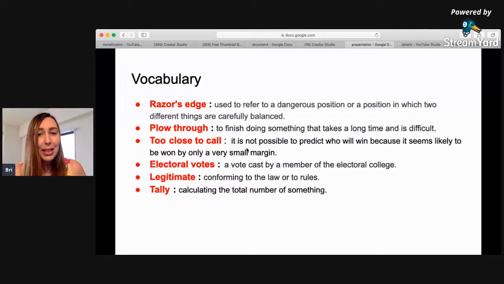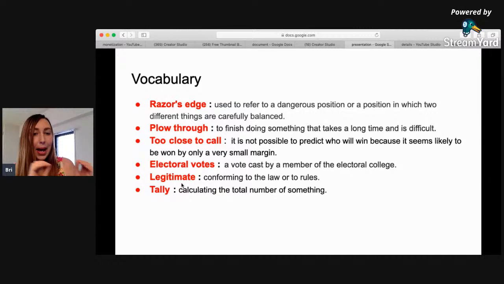Too close to call means it is not possible to predict who will win because it seems likely to be won by only a very small margin. So right now, the election is too close to call because we don't know who will win. And when they win, it'll be by very small points. Electoral votes. These are votes cast by a member of the Electoral College. So each state has a certain number of points, which are electoral votes. Then, to become president, you need 270 electoral votes, okay?